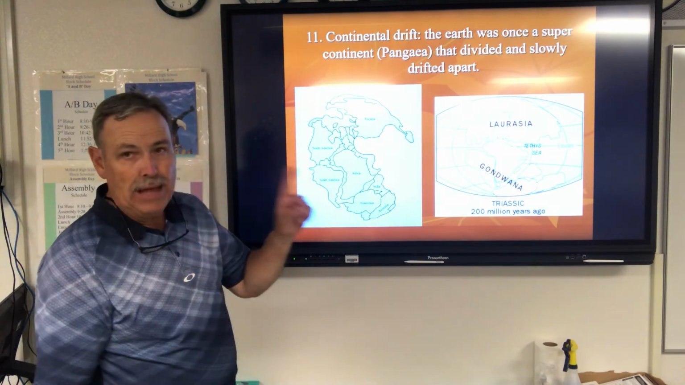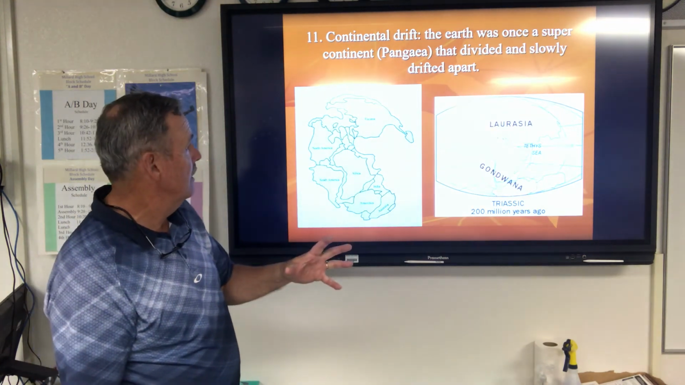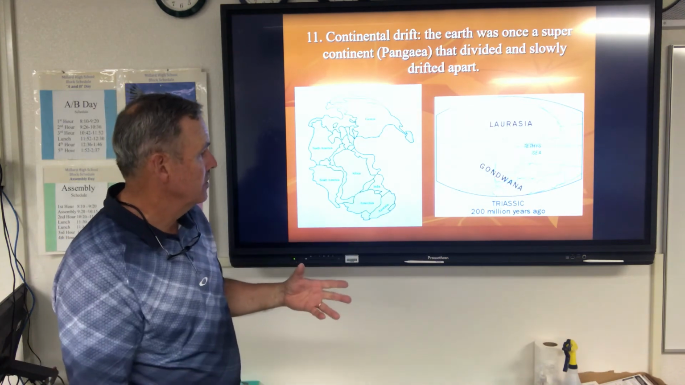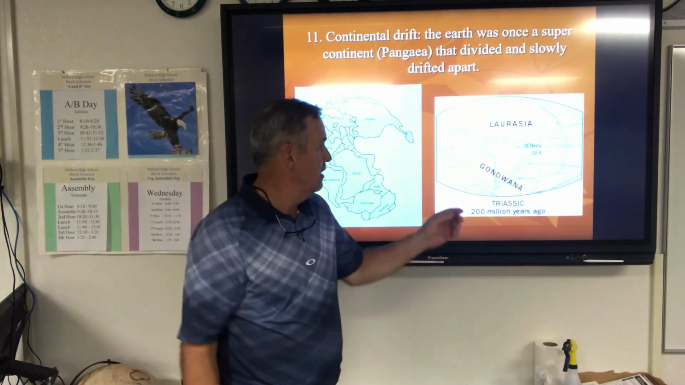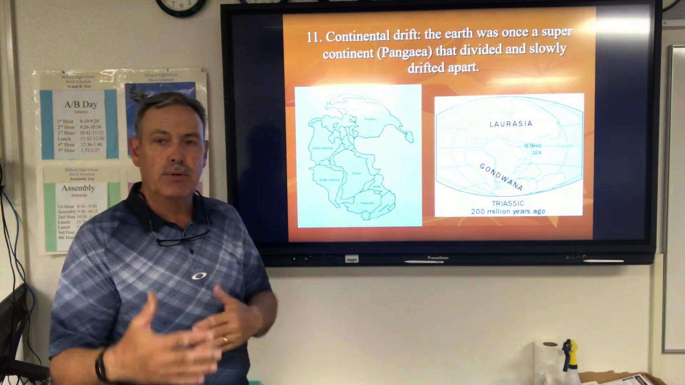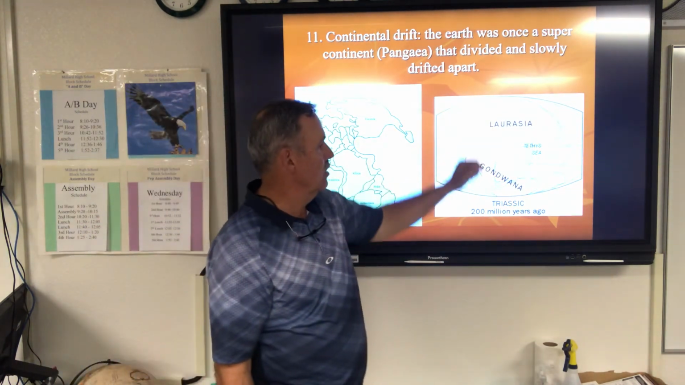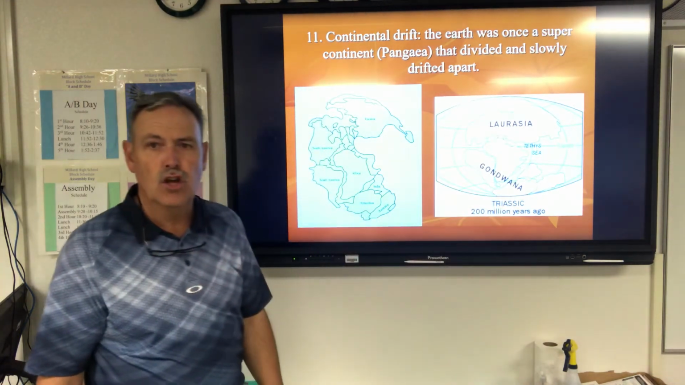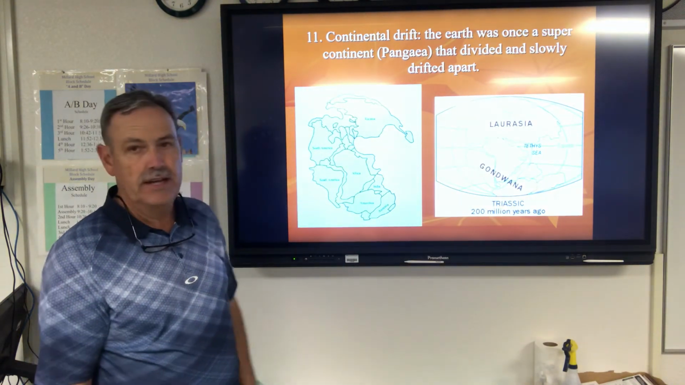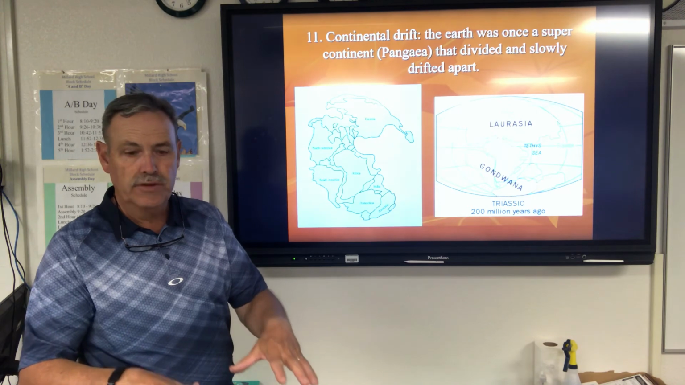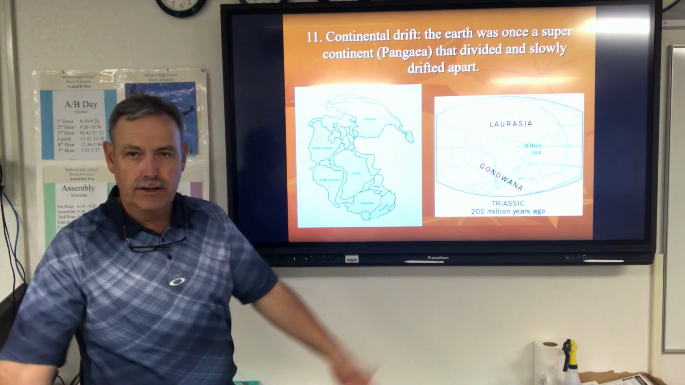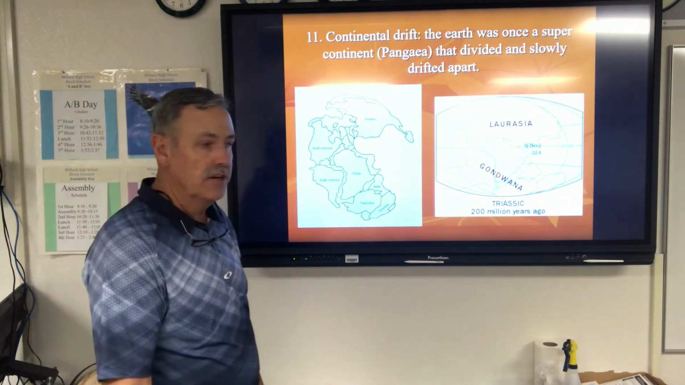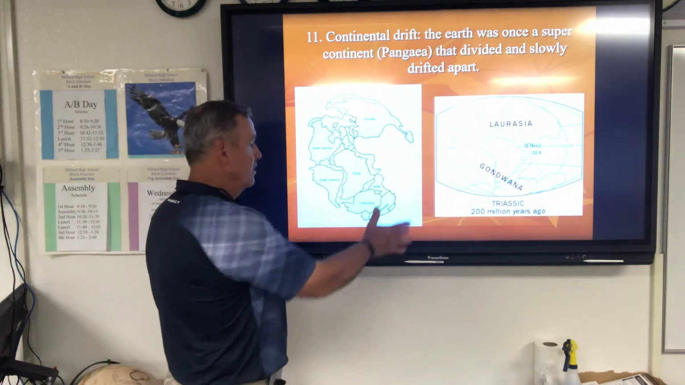So one Pangaea, one planet together, one huge supercontinent, and then as they started to separate, they separated into two continents. One was called Laurasia, and this one says Gondwana, but I've heard it called Gondwanaland. So those are the names of the two continents when they first separated, and then eventually they would have separated into our continents that we have today, the seven.